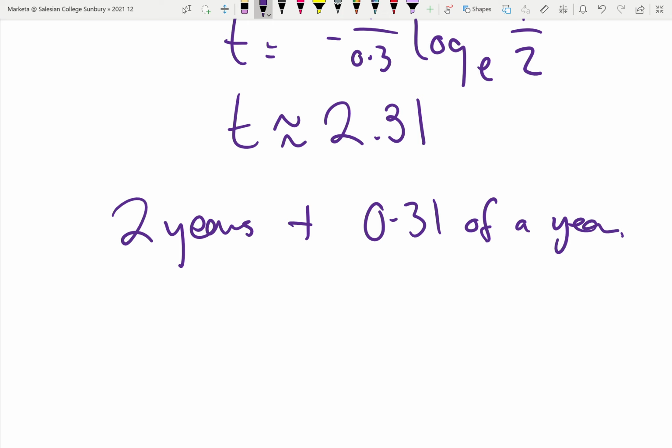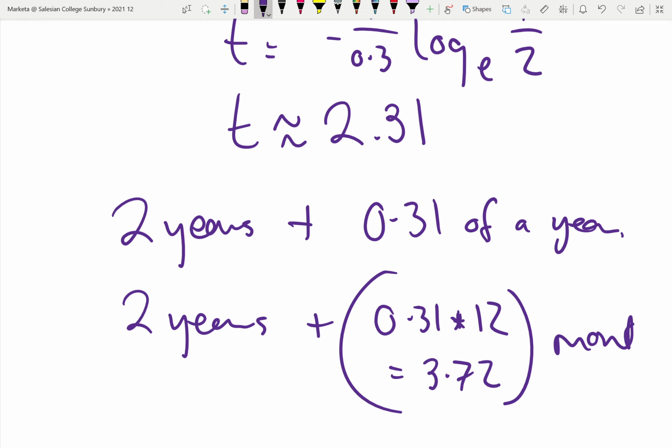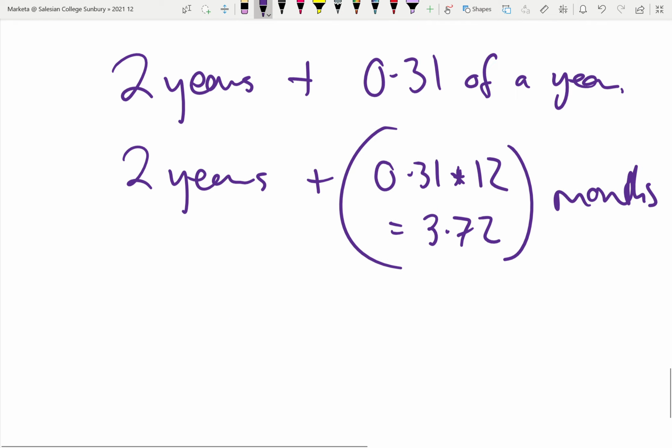So this is not 2 years and 3 months. We have to say 0.31 times 12. And that gives us 3.72. So 2 years and 0.31 times 12 equals 3.72 months. So to find the number of months when you get a decimal of a year, you need to times it by 12, as we've done in other examples as well.